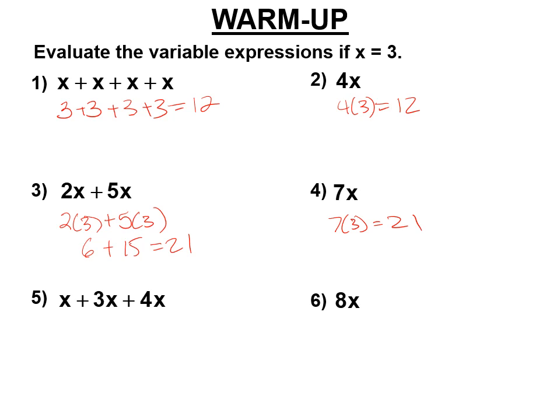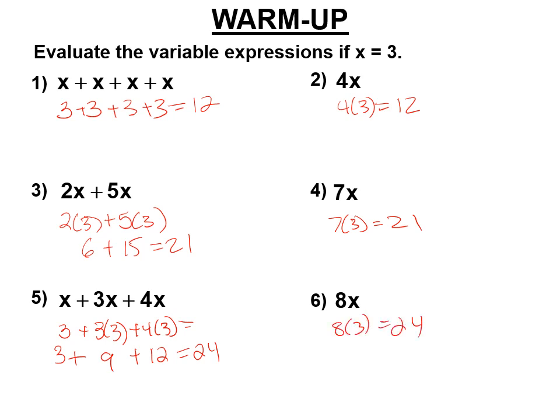X plus 3x plus 4x, so we have 1x basically there, 3, plus 3 times 3, plus 4 times 3. So 3 times 3 is, right, order of operations, 3 times 3 is 9, 4 times 3 is 12. And 3 plus 9 plus 12 is 24. This one is 8 times 3, also 24.